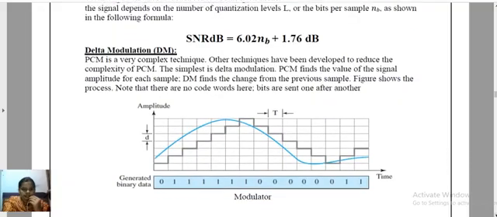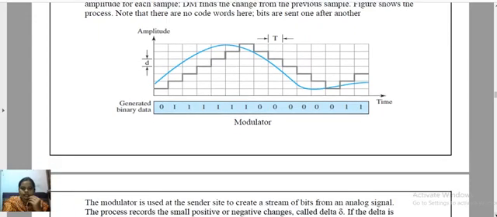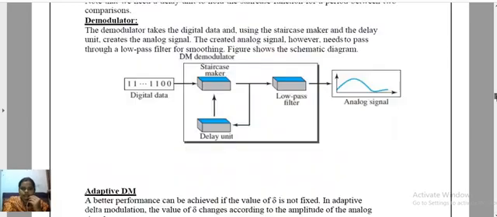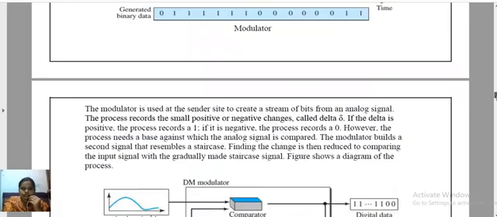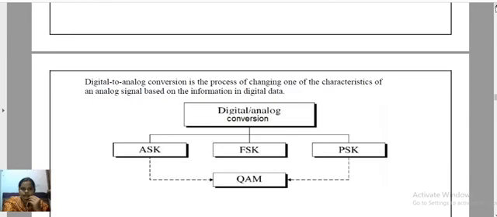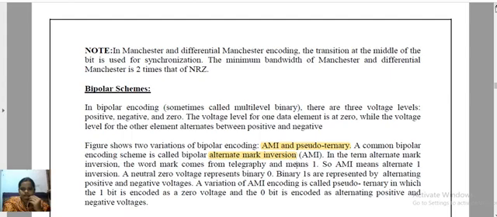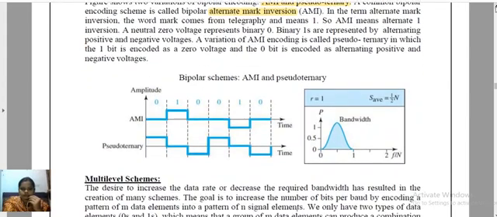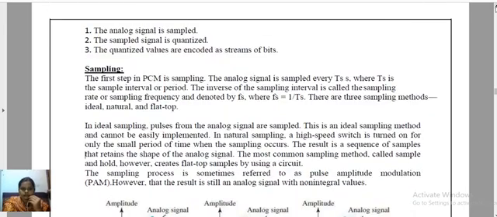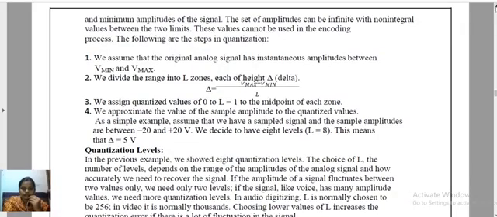Next, the extension of pulse code modulation is delta modulation. Here a modulator and a demodulator are used. Okay, so modulator, and here is the quantization label.